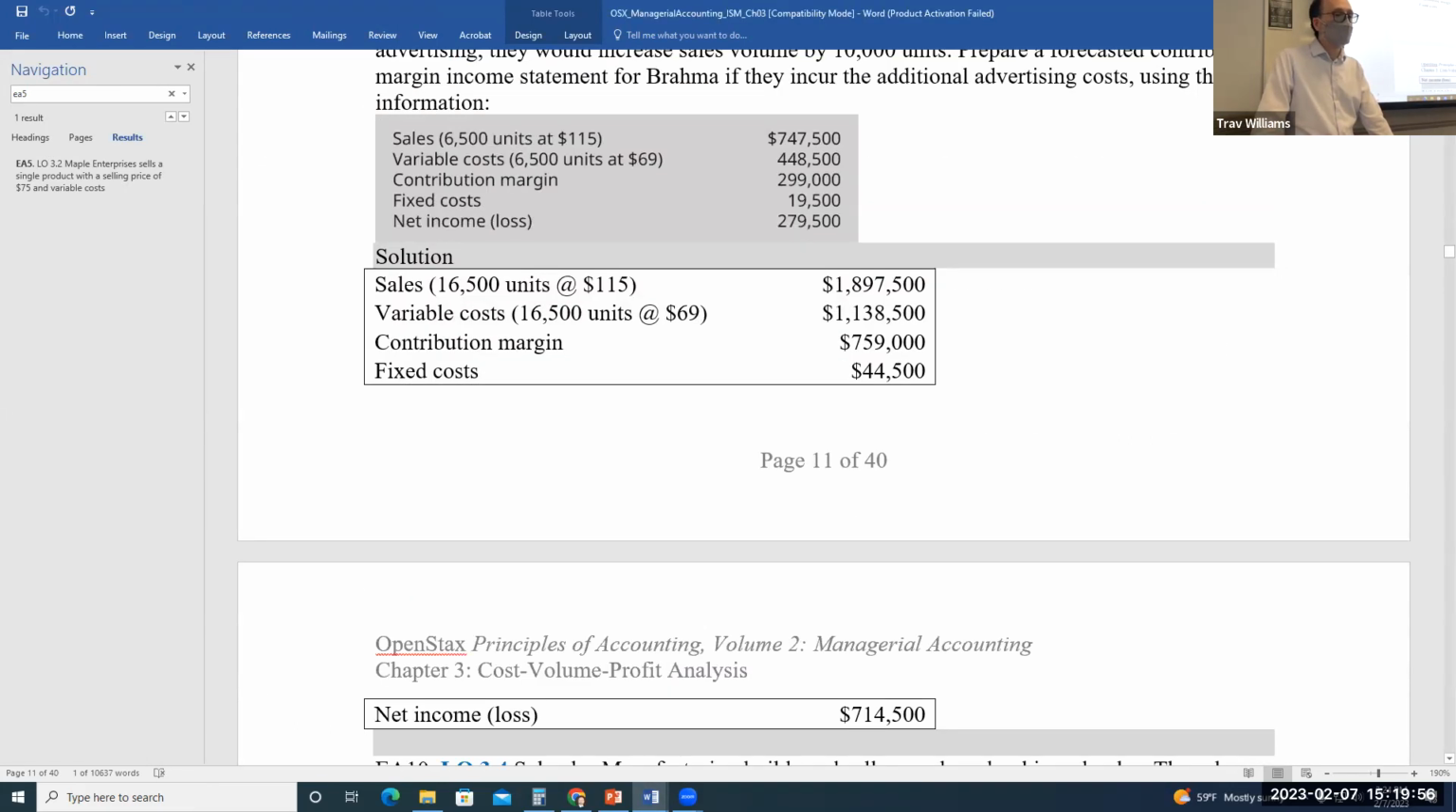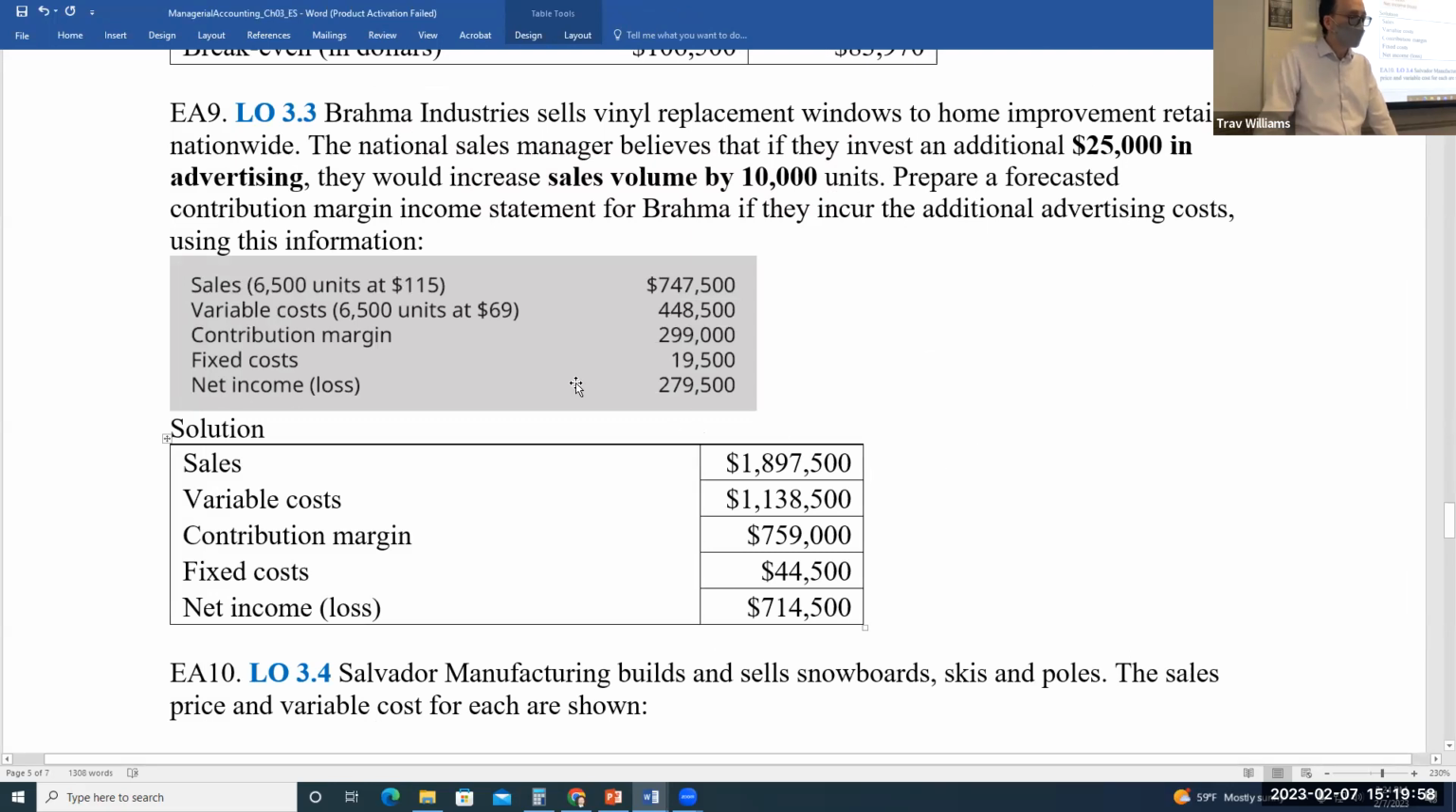Okay, now let's think about that. The previous net income was about 280,000. If these estimates are right, by spending just $25,000 in advertising, they can move that 280,000 to 714,000. Those must be some pretty effective ads, right?